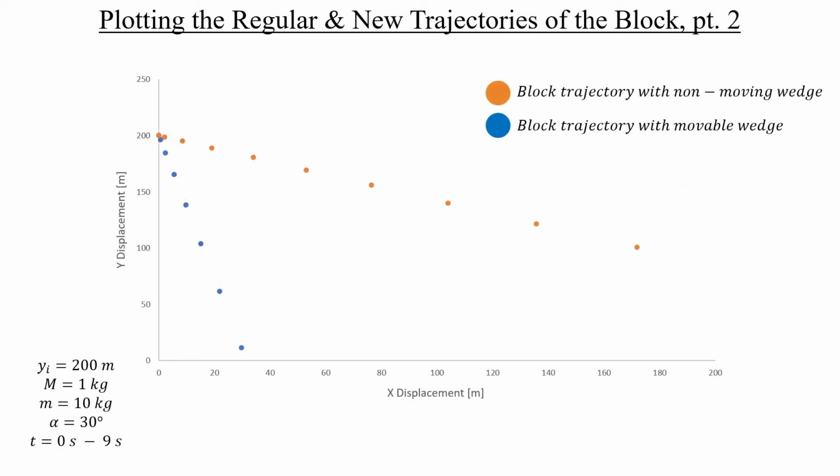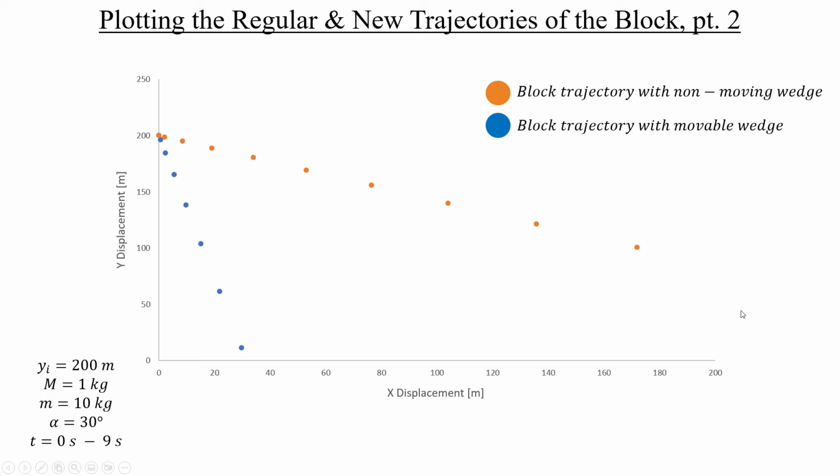Using some sample numbers here, I think it does. In the bottom left corner, you can see that I've just fed some sample values into our equations. And it doesn't really matter what kind of numbers you pick down here, as long as you're consistent with the equations and the block is heavier than the wedge. But what really matters is that the shape of the graph is the way it should be, right? The trajectory with the movable wedge should be significantly steeper than the trajectory with the non-moving wedge.